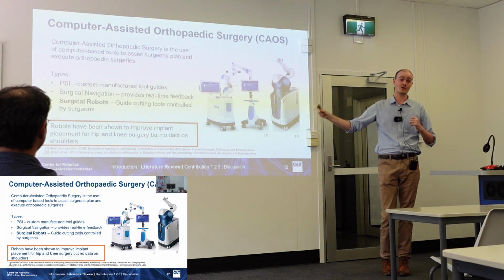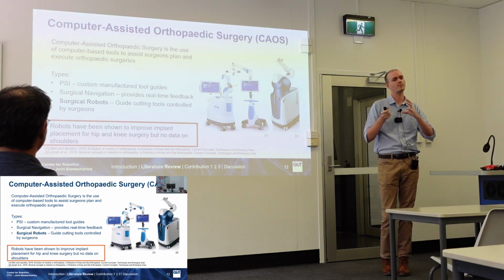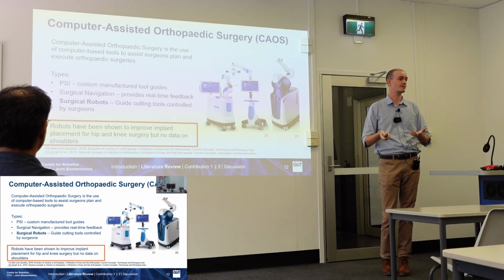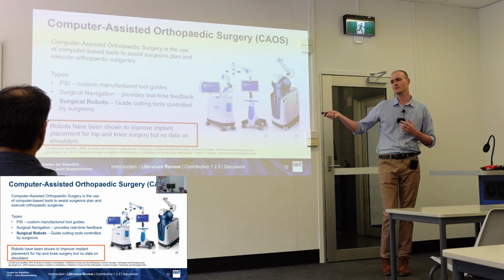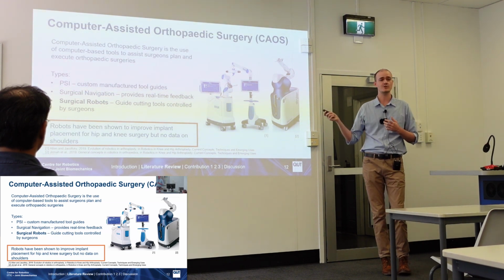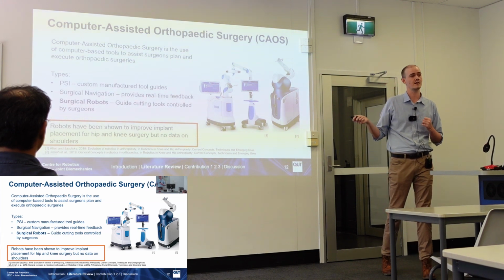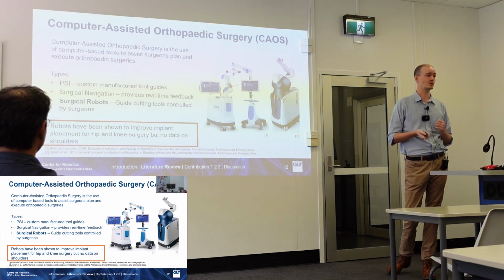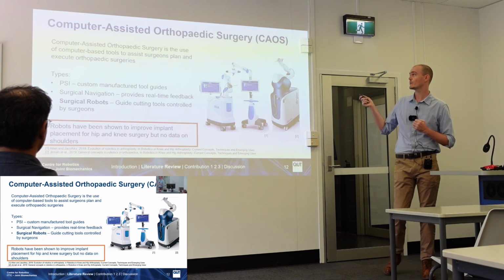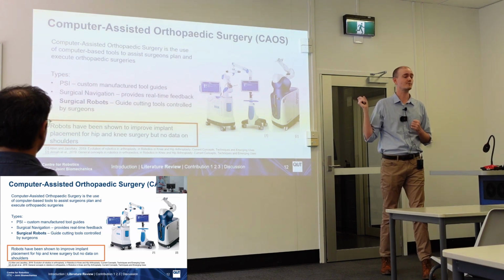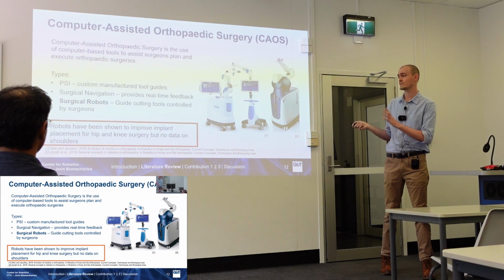Surgical robots for joint replacement procedures help guide the cutting tools that the surgeons use to prepare bone during those bone preparation steps of the surgery. And the use of these robots has been shown to improve implant positioning accuracy in hip and knee procedures, but we don't have any data available for shoulders at the moment. The first robot approved for use in shoulder arthroplasty was only announced earlier this year, so it's still brand new.